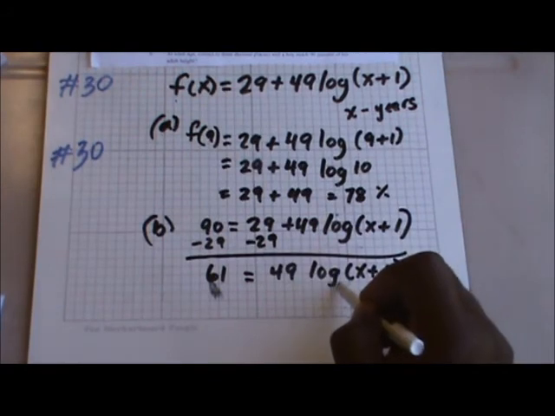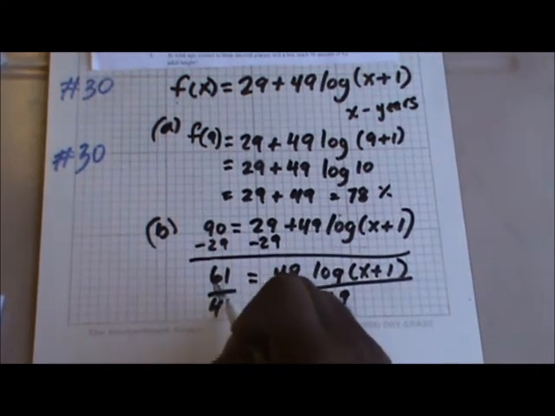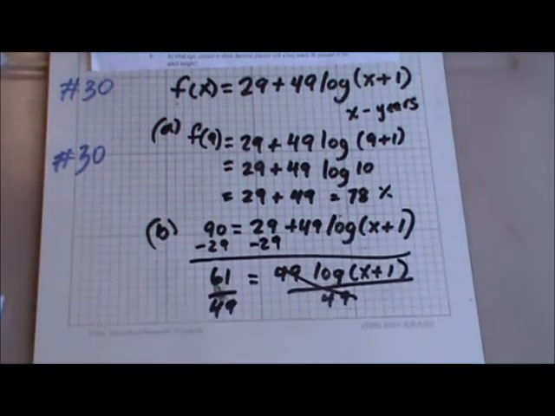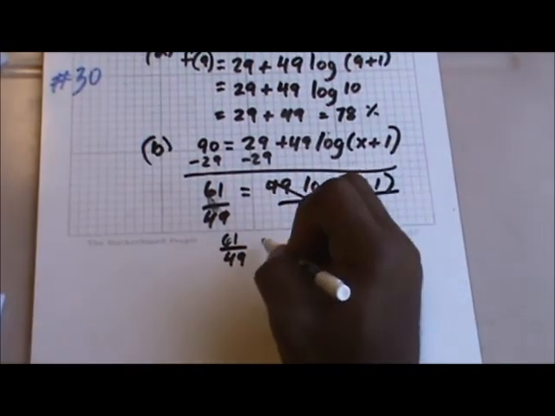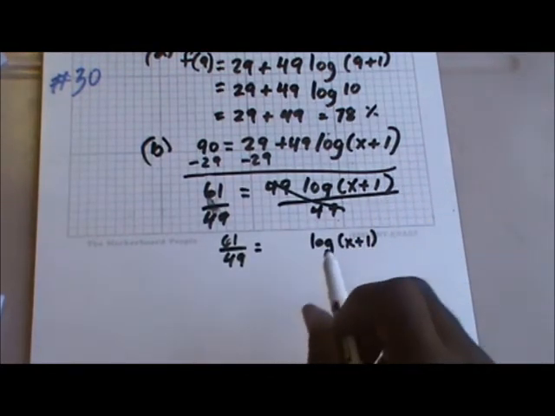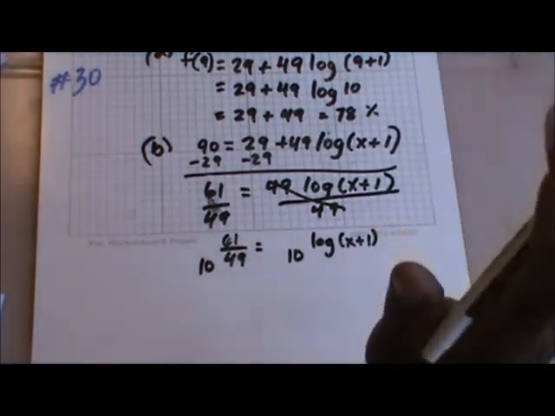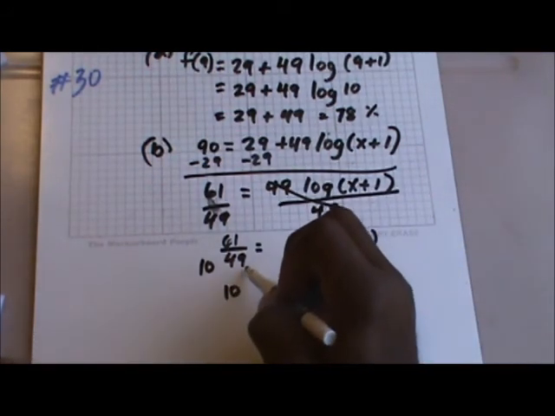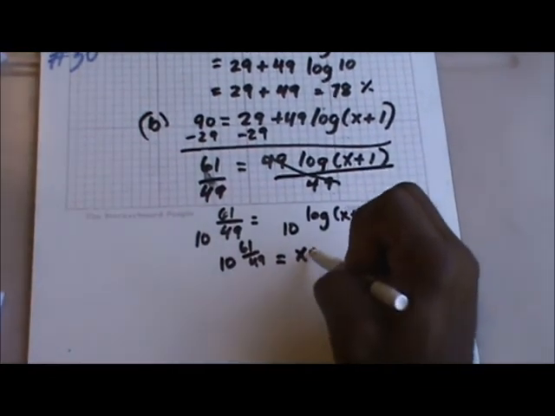Remember, this is always base 10 if it's log. We want to divide both sides by 49. If we do that, we end up with 61 over 49 is equal to log of x plus 1. I want to get rid of the log, so we want to go base 10. We raise it up to a power of 10. That will give me 10 to the 61 over 49 is equal to x plus 1.